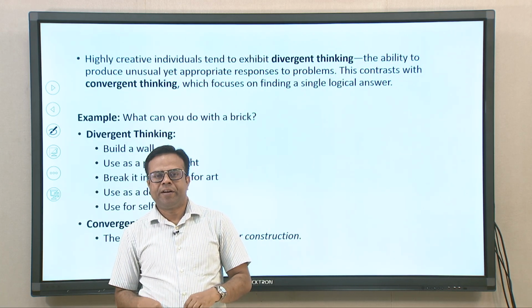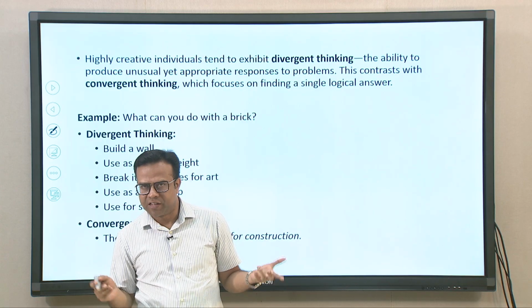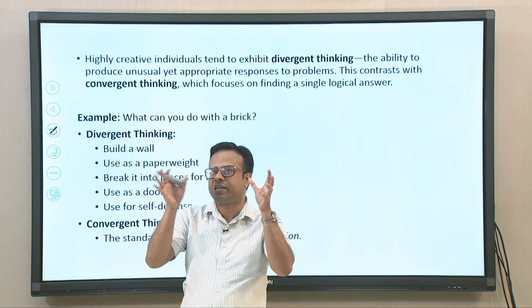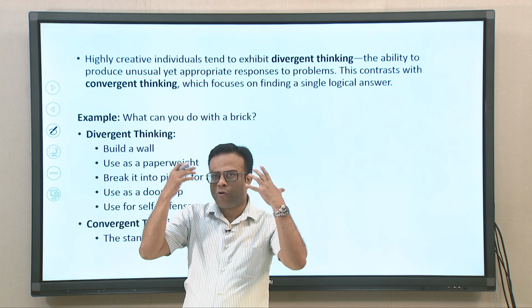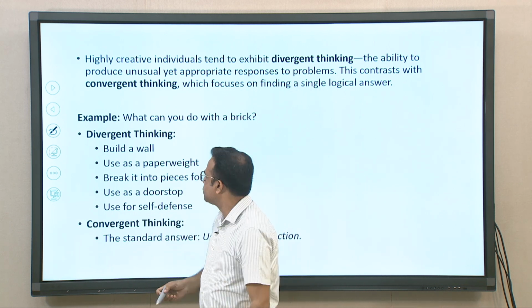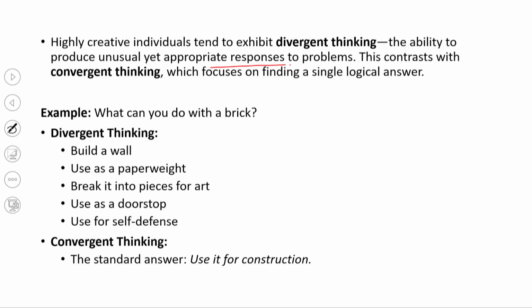Highly creative individuals tend to exhibit divergent thinking. This is something very commonly found among researchers, that people with highly creative ideas have more divergent kinds of thinking. It is an ability to produce unusually appropriate responses to problems. This contrasts with the convergent thinking we discussed earlier.